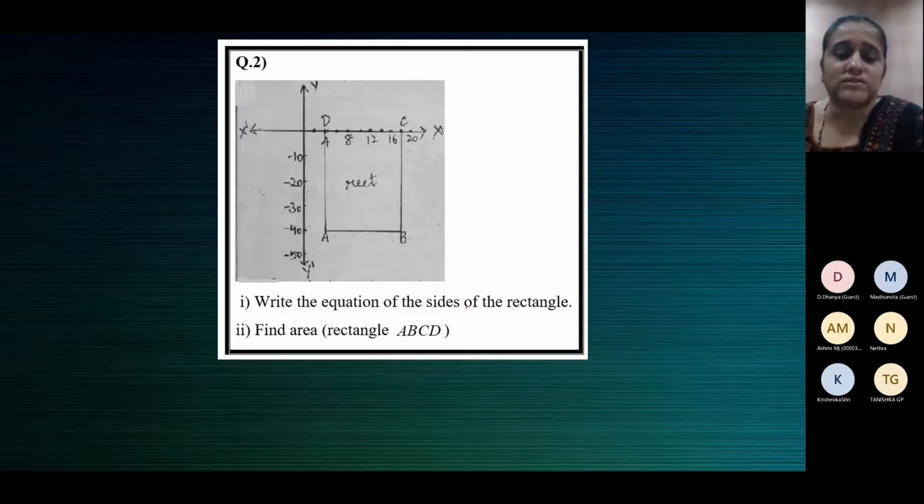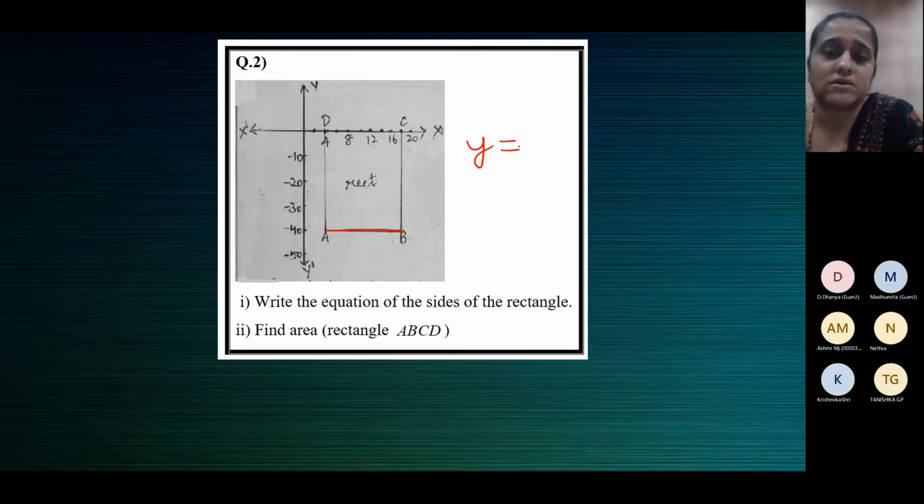Now write the equation of the sides of the rectangle ABCD. So let us write the equation of the side AB. Now we know that AB is parallel to the x-axis. That's the first thing. So the equation will be something like y is equal to... And what is the value of y? Just extend the line. What is the value of y, children?